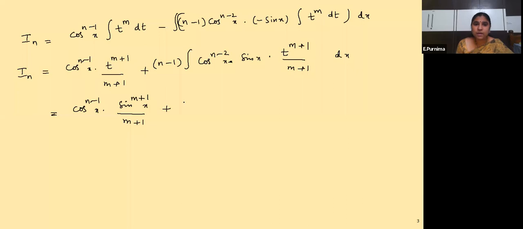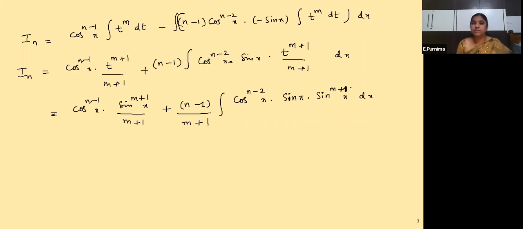Plus n minus 1 into, this is 1, n minus 1 by this m plus 1 also comes outside, m plus 1 into integral cos to the power of n minus 2 x into sin x into sin to the power of m plus 1 x, dx, which is equal to cos to the power of n minus 1 x into sin to the power of m plus 1 x by m plus 1.